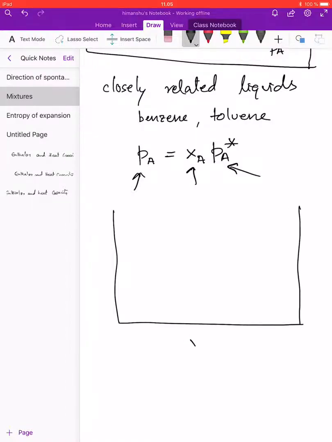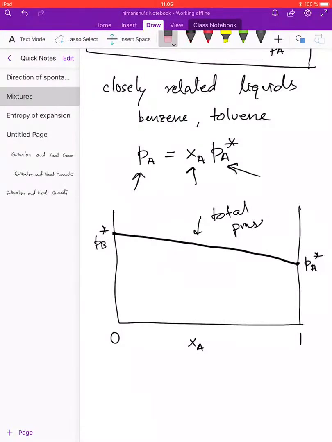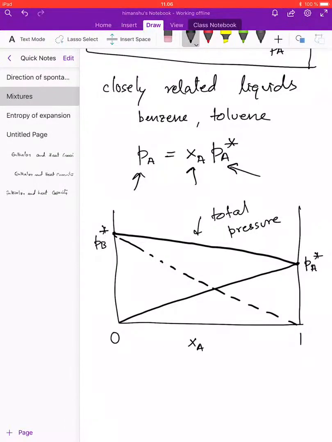On the x-axis you have the mole fraction of A, which goes from 0 to 1. So when the mole fraction is 1, you have pure A, so the pressure is the vapor pressure of A. When the mole fraction of A is 0, you have pure B, so the pressure is the vapor pressure of B. And since this is an ideal solution, the pressure will decrease linearly. This is the total pressure. The pressure of A increases from 0 to PA star as we increase the mole fraction from 0 to 1, and the pressure of B decreases from PB star to 0 as we decrease the mole fraction of B from 1 to 0.